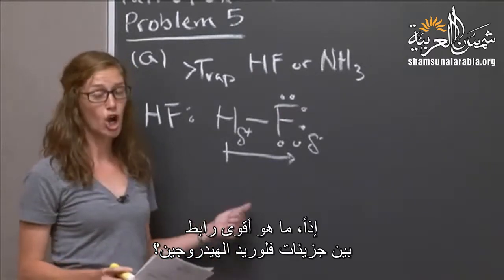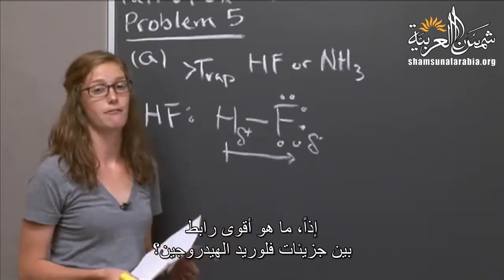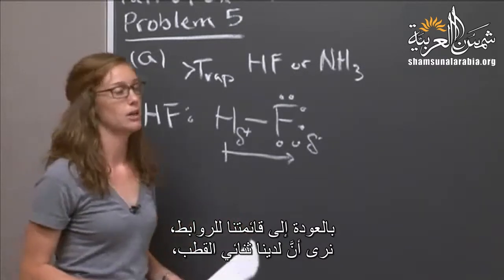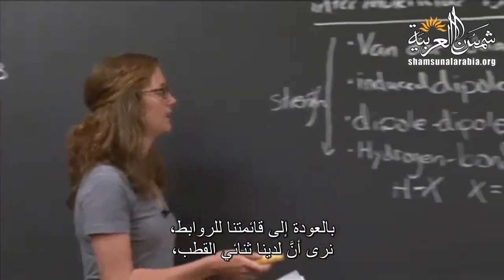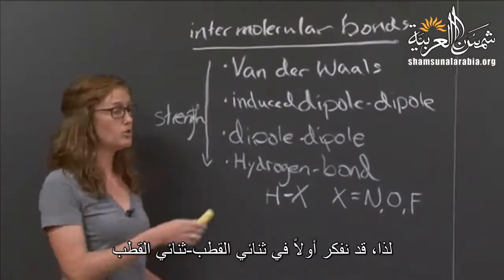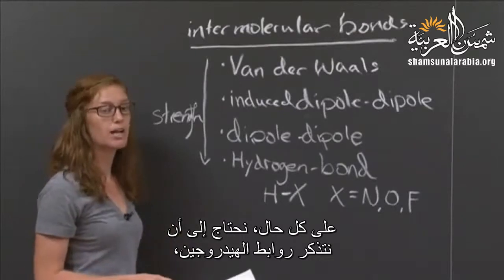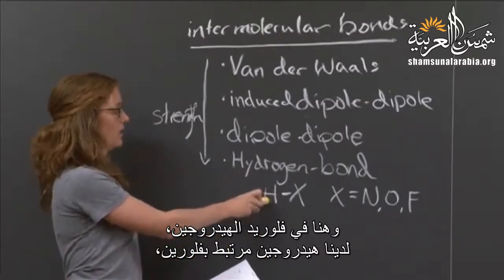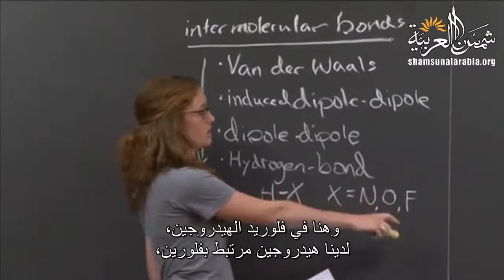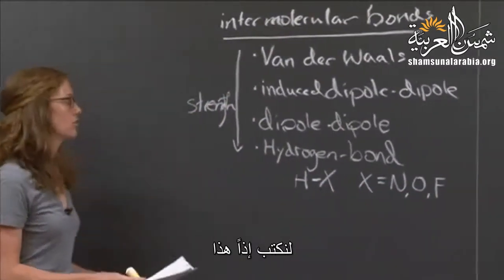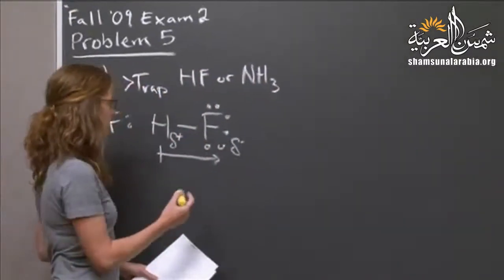So what is our strongest intermolecular bond that we have for HF? Going back to our list of bonds, we see that we have a dipole, so we might first think about dipole-dipole. However, we need to remember about hydrogen bonds. And here in HF, we have hydrogen bonded to fluorine. And so that will be our strongest interaction. So let's write that down to keep track.